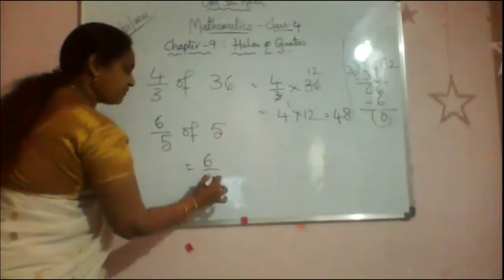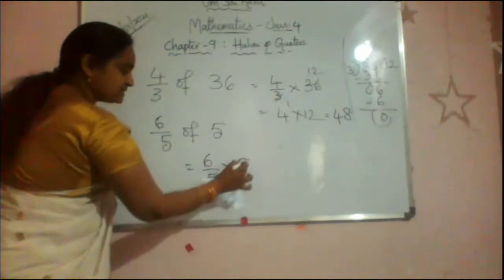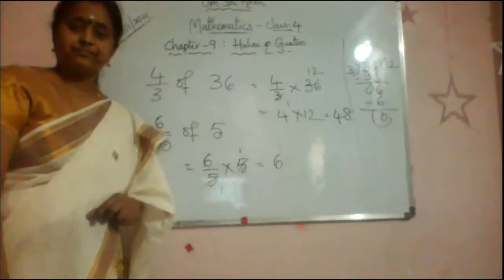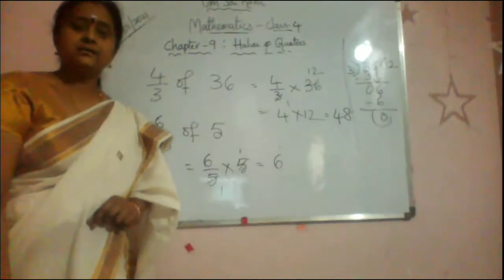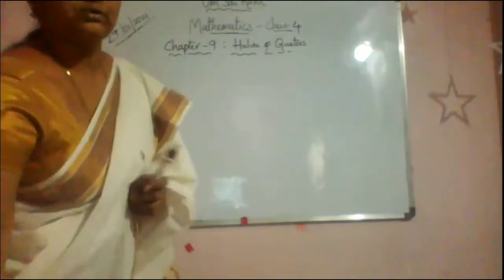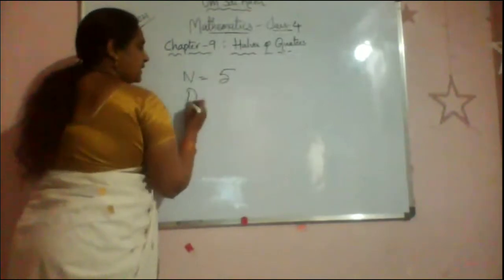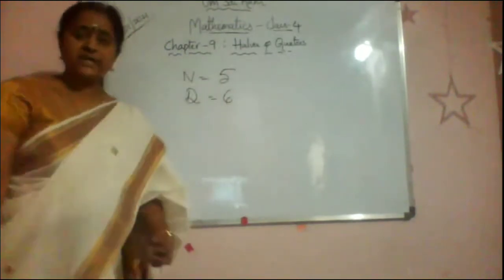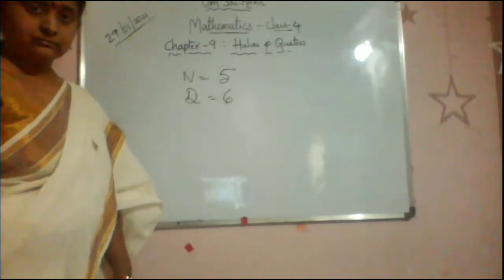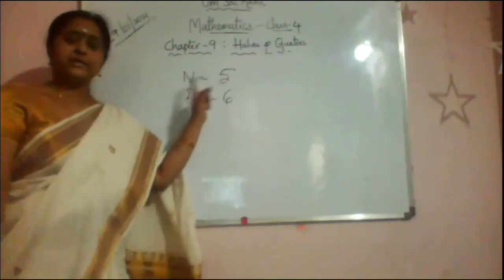6 by 5 of 5. Teacher, the answer is 6. Very good. 5 ones are 5. So 5 by 6. Okay, is it clear? So the numerator is 5. The denominator is 6. Tell me the fraction here. What is the fraction here? The numerator is 5, the denominator is 6.